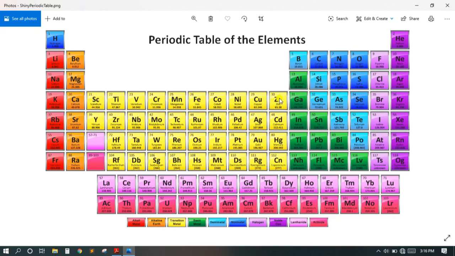But before knowing these transition elements, we have to understand what a d block element is. D block element. So my new topic is d block element. So go to the board again.